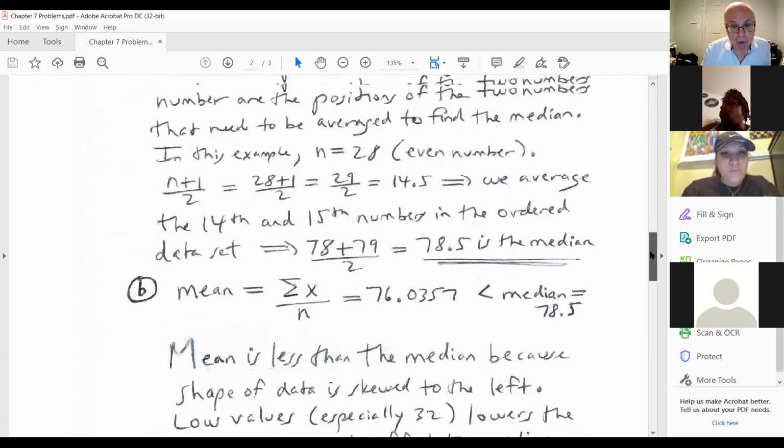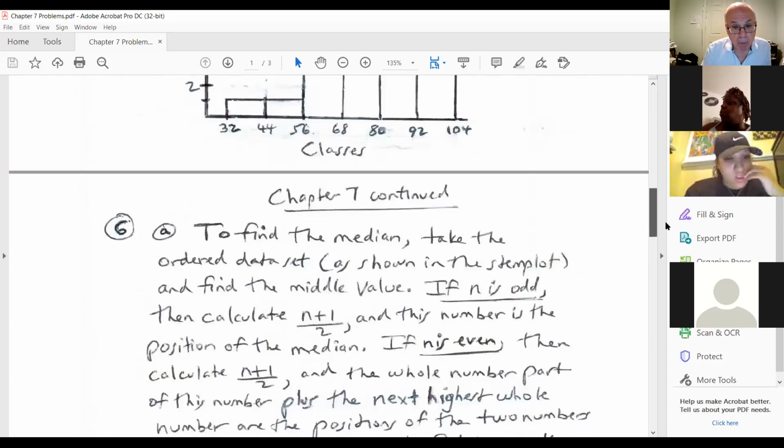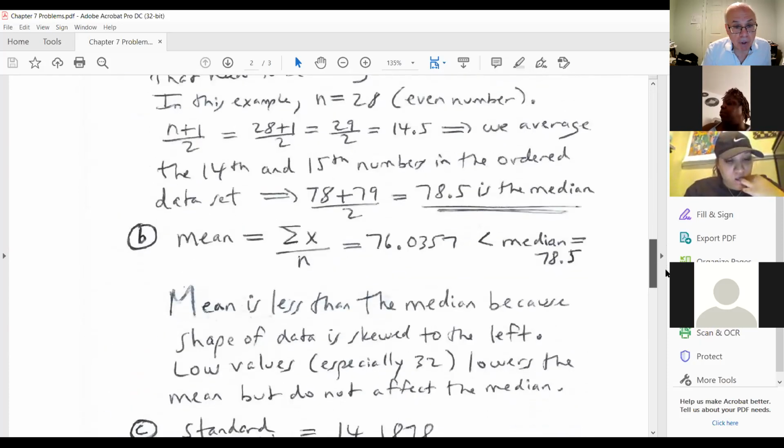The mean, we just took all these numbers, all 28 of them, added them up, divided by 28, and we got the mean of 76.0357. I think I went over it last time, that this squiggly looking symbol means sum, or add them up. And the x means just all the values in the data set. So when you see this symbol and x, it means add them up. Divide by n, the sample size, 28, you get 76.0357.